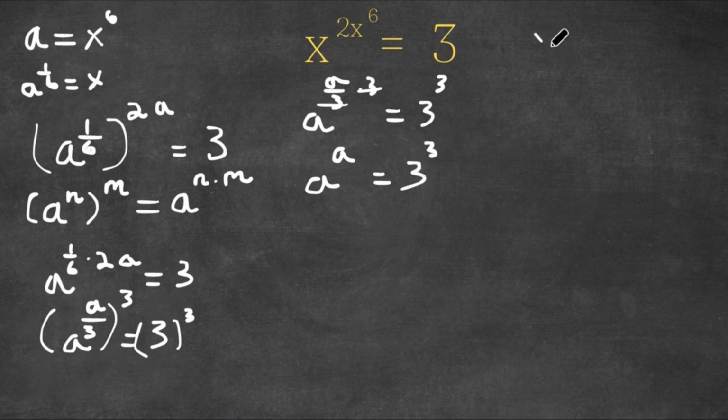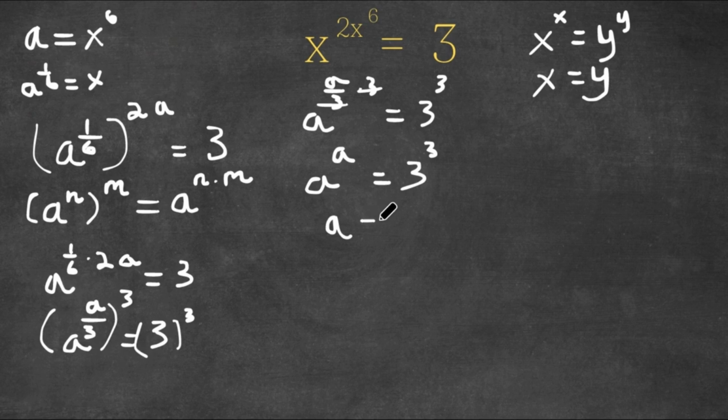Now, if we have something in the form x to the power of x is equal to y to the power of y, then this means that x is equal to y. So let's say a is x and 3 is y. This means that a to the power of a is equal to 3 to the power of 3, also means that a is equal to 3. So 3 is our answer for a.